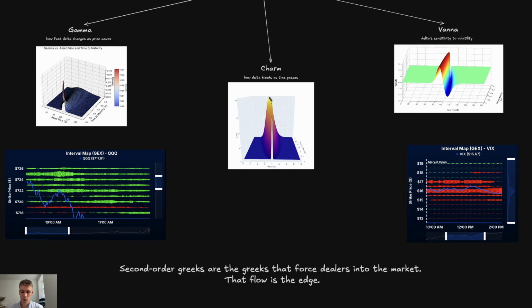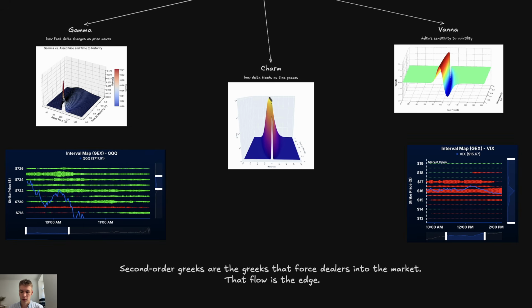Now the second order Greeks, my favorite ones. These are derivatives of delta. They measure how the hedge requirement itself changes. Gamma is delta sensitivity to price, how fast the hedge changes as the market moves. We all saw gamma exposure levels, and if you want to learn about them, you should watch my next video. But ultimately, we use them as our points of interest.